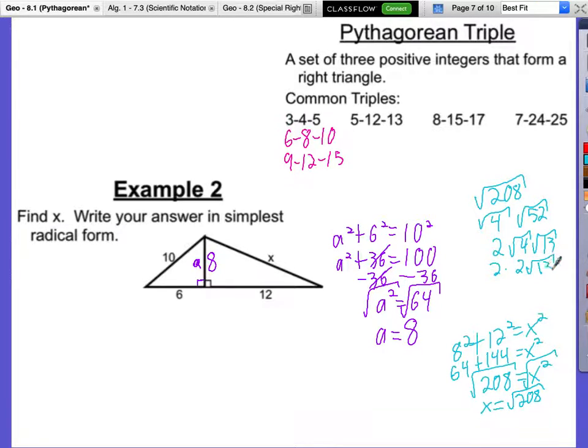The square root of 13 does not have any perfect square factors. 13 is a prime number, which means the only factors are 1 and itself. We take 2 times 2, which is 4, times the square root of 13. So x is 4 times the square root of 13. So when it asks for simplest radical form, this is what it's asking for, where you simplify the radical unless it's a perfect square.